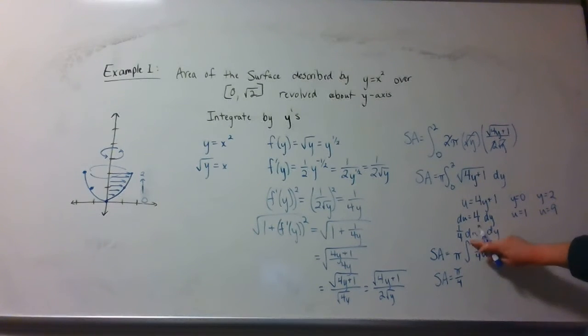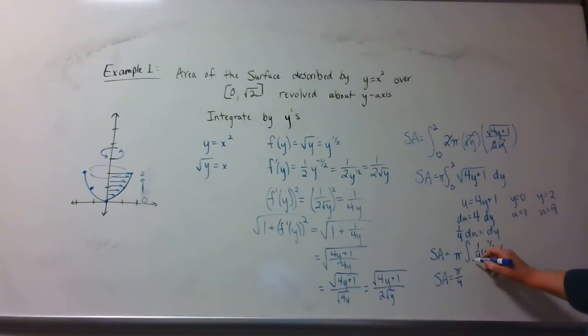Ooh, I should have switched my bounds of integration. Should have switched my bounds of integration because I'm going from 1 to 9 now. Don't make the mistake that I did. All right. So I took care of the 1/4, so I need to go ahead and integrate that u to the 1/2. That's going to become u to the 3/2. Don't forget to multiply by 2/3 or divide by 3/2. Don't forget we're going to integrate, again, new bounds 1 to 9.